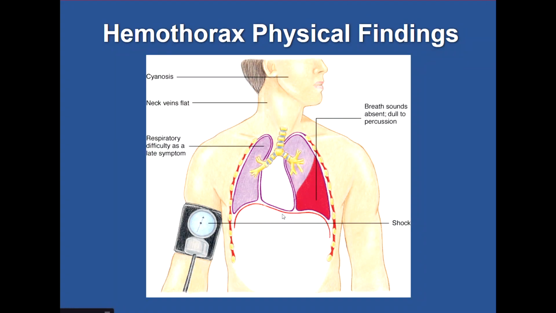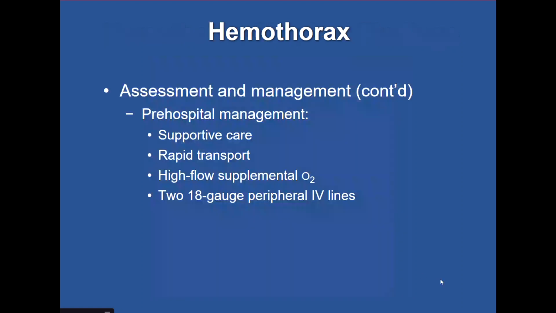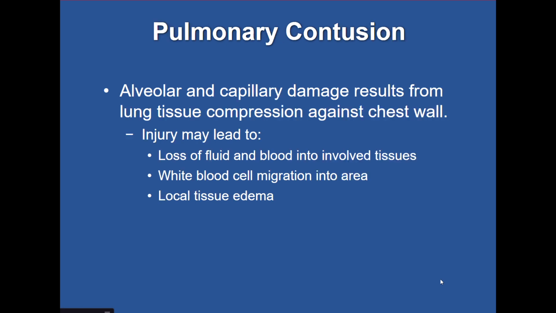Alright, so again, just going over, you'd have more of a dull percussion over that side. Neck veins tend to be more flat because the blood is draining from there directly into the pulmonary cavity here. And again, they're going to be pale, diaphoretic, possibly cyanotic, and having difficulty breathing. Alright, so we want to give them circulatory and ventilatory support and take them to a trauma center.